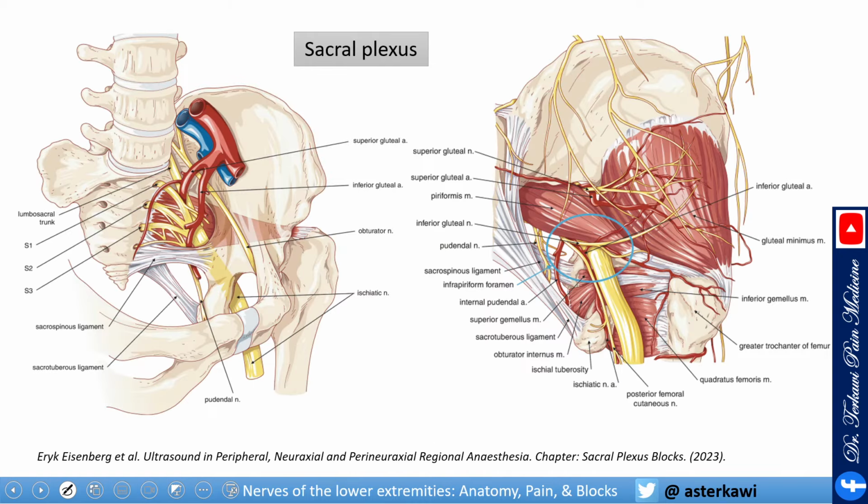Now, again, when you look at the sacral plexus, it's inside the pelvis, it's behind the sacrum. If you look at it from the back, you have the piriformis muscle that's covering the greater sciatic notch, and underneath that, the sciatic nerve is coming. So if you really want to block the sacral plexus, you have to go behind the piriformis muscle in that fossa.